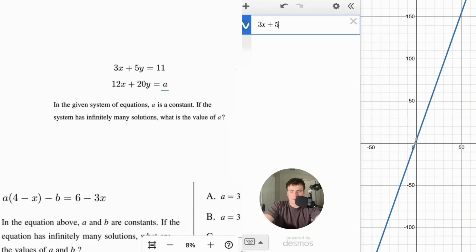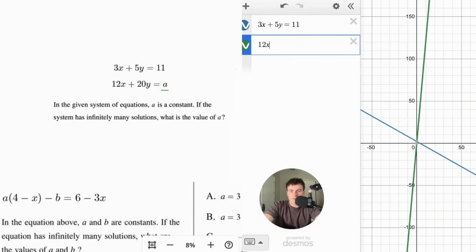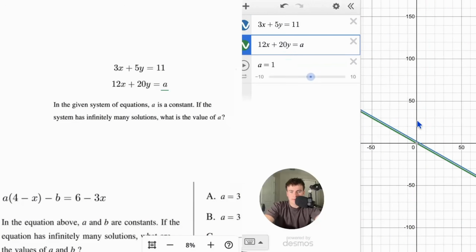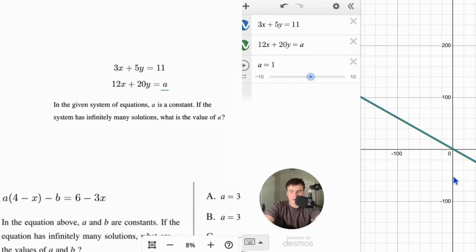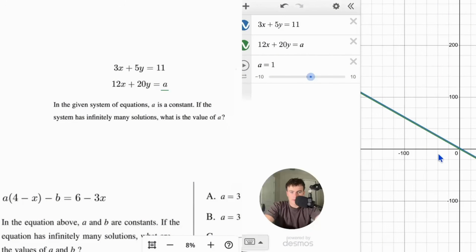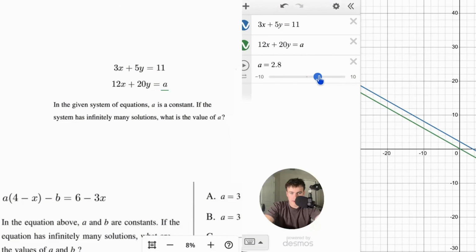So we want to graph this thing, and then 12x plus 20y equals A. And then we add a slider, and we just want to graph it and drag the slider until there are infinite solutions. So like here, we're literally just going to drag it until it overlaps. So when I go down, it goes further away. That's bad. I want to go further up. Let me increase the bounds to like 50. It's probably going to be kind of big. Over here. Okay, I went past it.